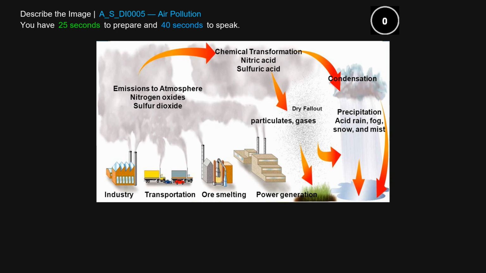According to the picture, the first step is emissions to the atmosphere, nitrogen oxides and sulfur dioxide, followed by the next point, chemical transformation, nitric acid and sulfuric acid. The next point is particulate gases, and lastly, the last step is condensation, precipitation, acid rain, fog, snow, and the mist. To sum up, this picture provides a lot of information about the air pollution steps.